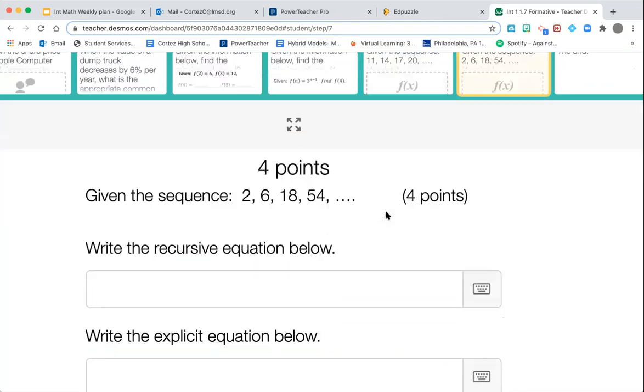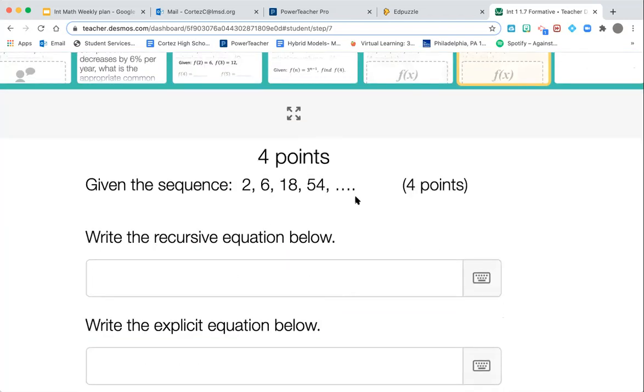2, 6, 18, 54. I know that this is probably not adding 4 every time. This is probably multiplying by 3 every time, but let me even double check it. 2 times 3 is 6. 6 times 3 is 18. 18 times 3 definitely gets you 54. So I know that this is definitely a geometric sequence because geometric sequences multiply to get to the next value.